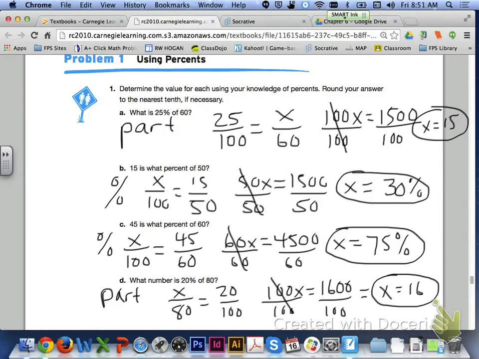For letter C, I'm also trying to find the percent. I set my problem up, cross multiply, and x is equal to 75%. Letter D, I'm trying to find the part. After I set my problem up and cross multiply, x is equal to 16.